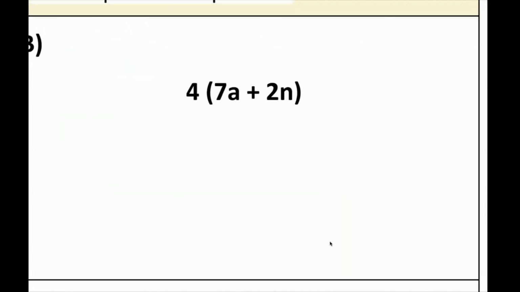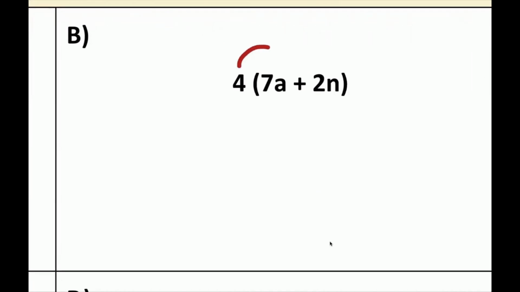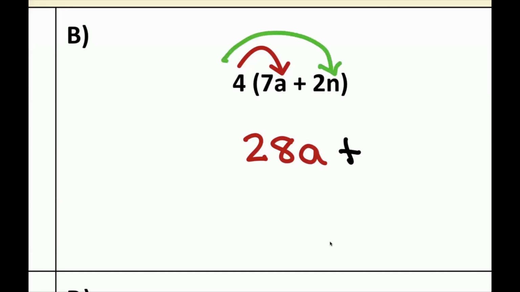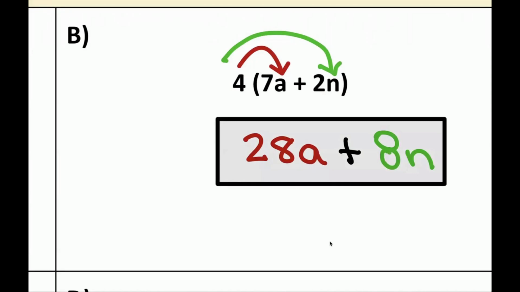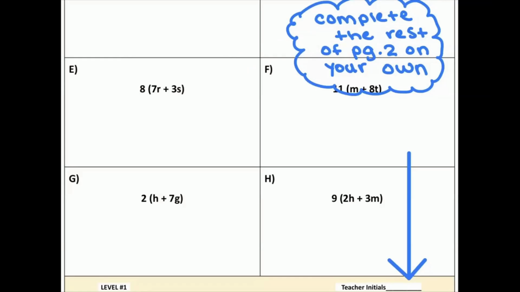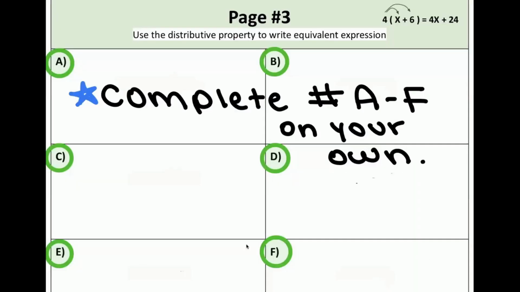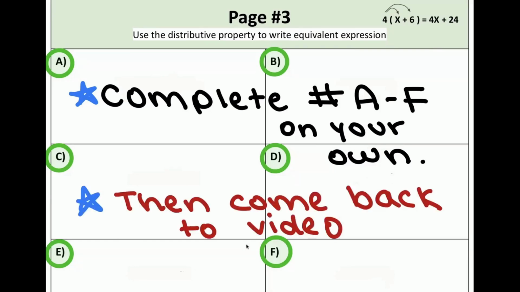Let's take a look at B. Problem B, you should have done 4 times 7A, which is 28A. Bring down our plus, and 4 times 2N, which is 8n. Final answer. You cannot combine your a's and n's. Complete the rest of page 2 on your own, then check in with your teacher if they want you to. Let's take a look at page 3. Go ahead and complete A through F on your own, then come back to the video.